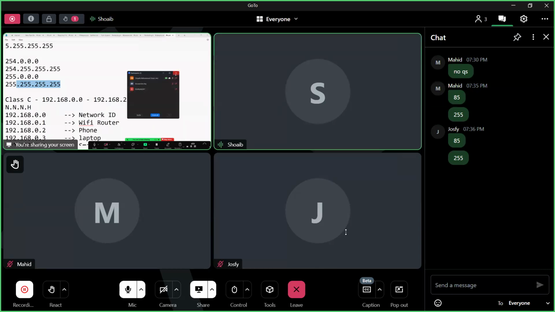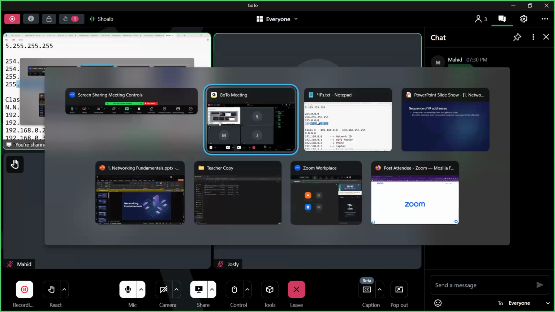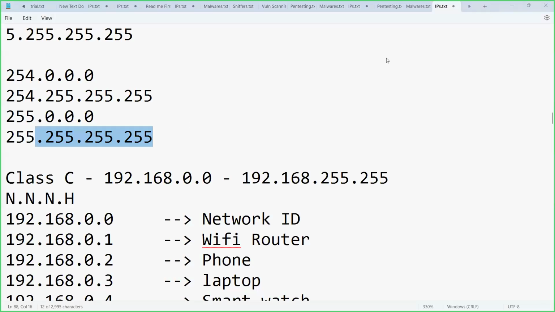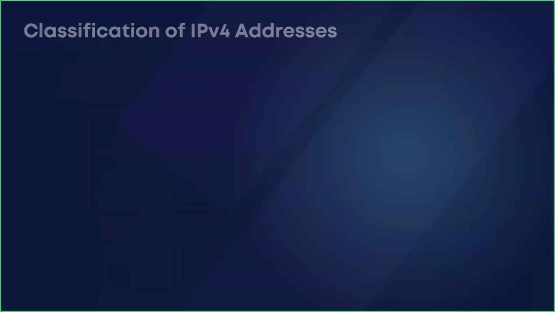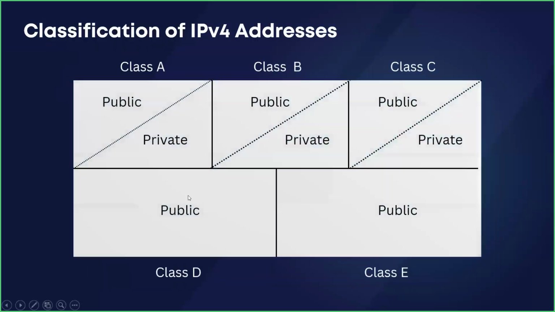Okay. Now, as mentioned, that is a sequence of IPs. And in this entire sequence of IPs, you have classifications again. There's something called classes: class A, B, C, D, and E. In each of those classes, there are two subcategories again, public and private. Class D and class E are exceptions. They don't have private IPs in them. All of them are public IPs. So that's an exception to note.